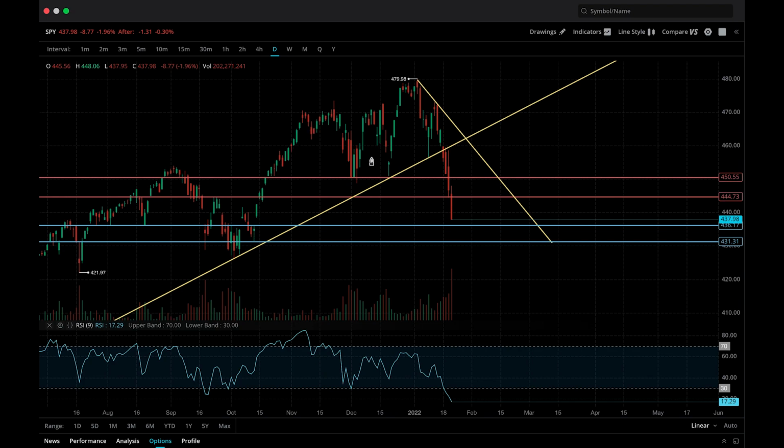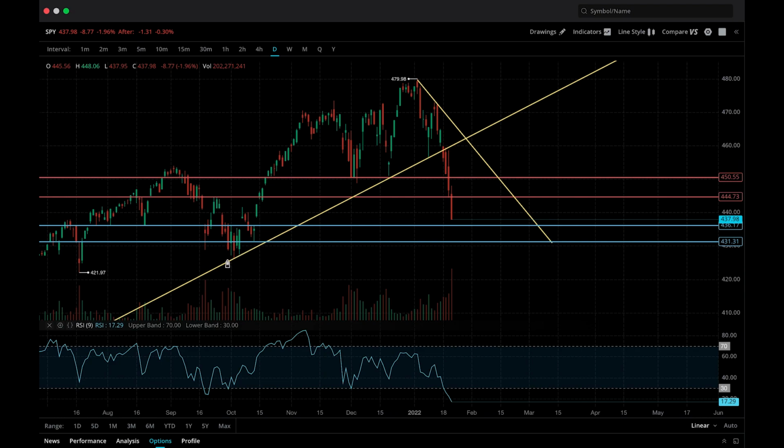The resistance levels I'm going to be watching is first at around 444. We see this was a resistance level here. Again, not a very strong resistance level in my opinion, but definitely one I'm going to be watching. The next one I got is at 450 or around that area. This one is a little bit stronger because we see around this area it was a previous resistance point and later treated as a big level of support on these two places.